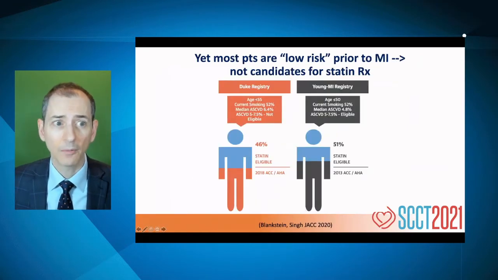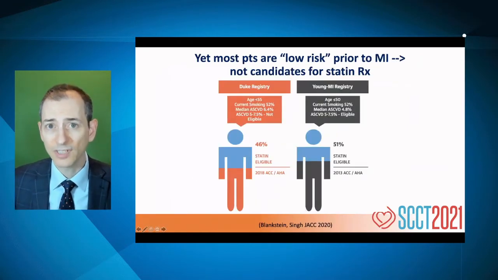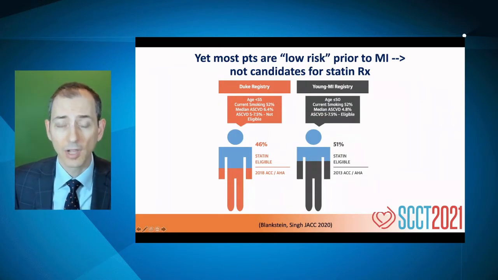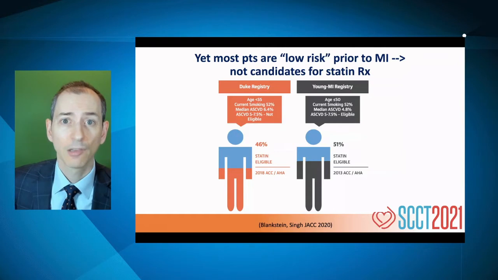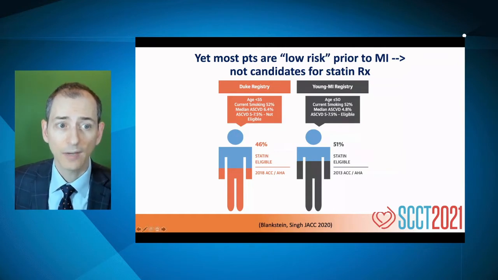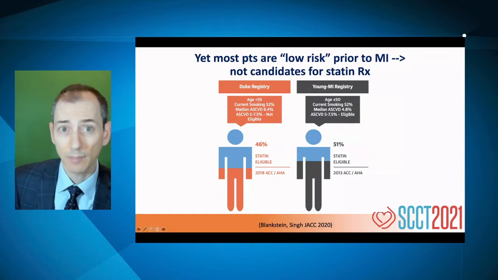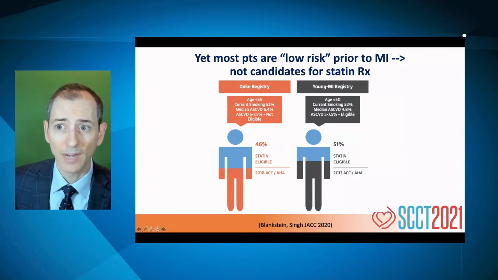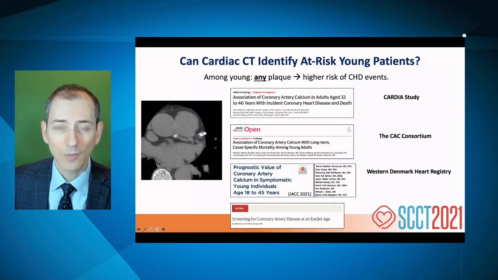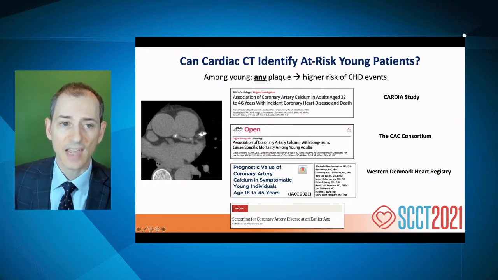Now, despite the higher risk, it turns out that if we were to take patients who have a myocardial infarction and look at their risk factors, perhaps a few weeks, months, or years before their event, the majority of them would be classified as low risk by our guidelines and would therefore not be candidates for statin therapy. This was seen in the Duke registry and also in Boston in our Young MI registry. So naturally, the question that many ask is, can we identify risk in these young individuals using a CT scan?